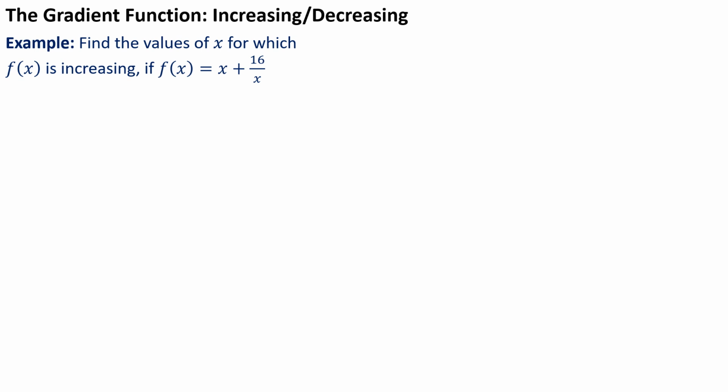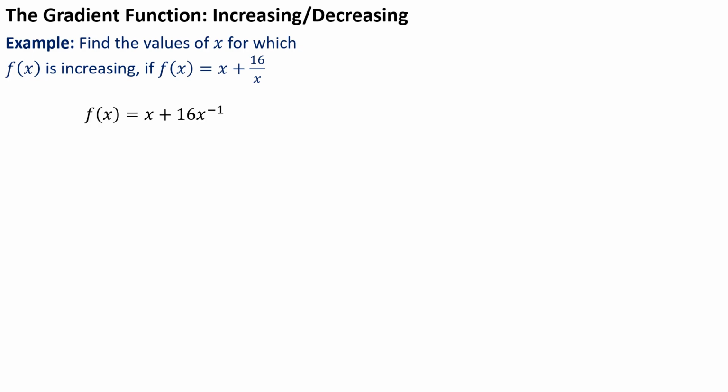Some functions are increasing throughout their domain. For instance, y equals 2 to the power x is always going up no matter where you look, but other functions will be increasing in some sections and decreasing in others. So a typical question would be: find the values of x for which this function is increasing.